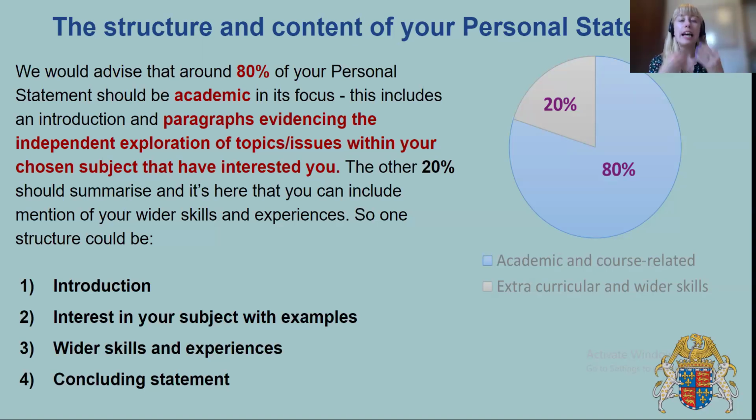So you will be, as I said before, showing, not telling us that you want to study this subject at university level, because the majority of your statement will be you telling us what you've already done by way of university level thinking and learning in that subject. And the other 20% of your personal statement should summarize, and it's there that you can include wider skills, wider experiences that you've gained that might be relevant for the subject or course you will be studying.